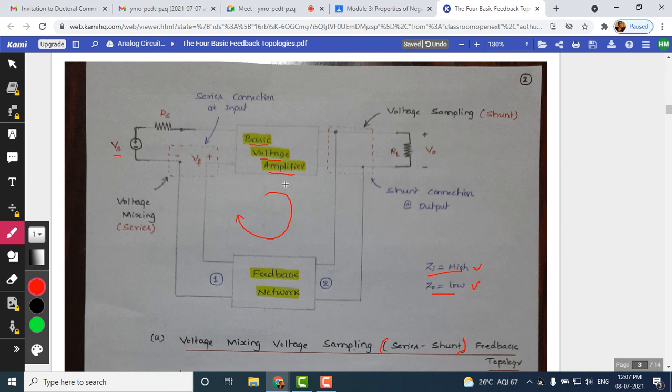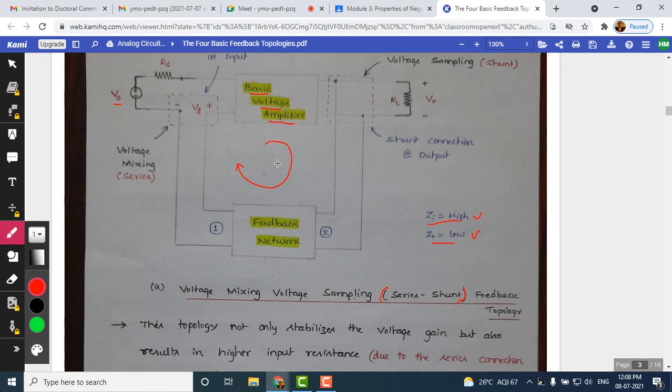And for the rest, you can see there is a basic voltage amplifier and a feedback network. We are sampling in a parallel manner and providing input to the feedback network, and the signal from the feedback network goes and adds up with the input signal Vs. So, this is mixed with the input signal in series, and of course Rs and Vs represent Thevenin's equivalent. So, this is the block diagram description of voltage mixing, voltage sampling, or series shunt feedback topology.